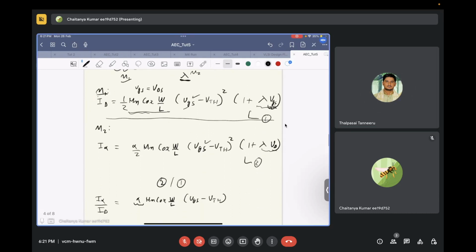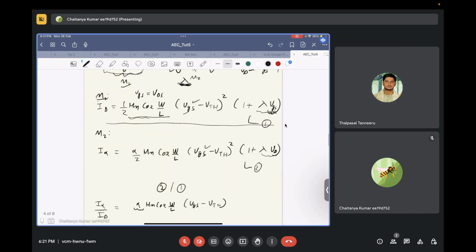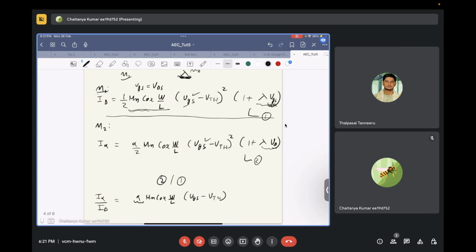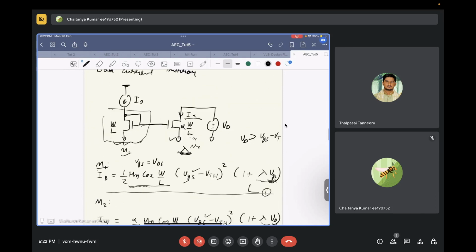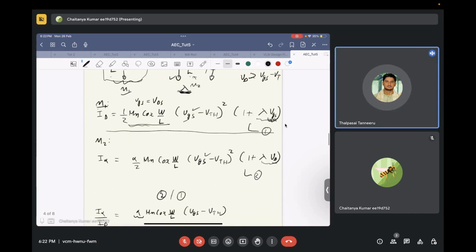So if this channel length modulation parameter, that is lambda, was not there, in that case your I alpha will be equal to alpha times ID. But when you have channel length modulation, your I alpha is alpha by 2 mu n Cox W by L times VGS minus VTH whole square times 1 plus lambda VD, where VD is the voltage that is present at the drain of this particular transistor. You understand? For the first equation, you write VGS, sir. 1 by lambda times VDS, right?